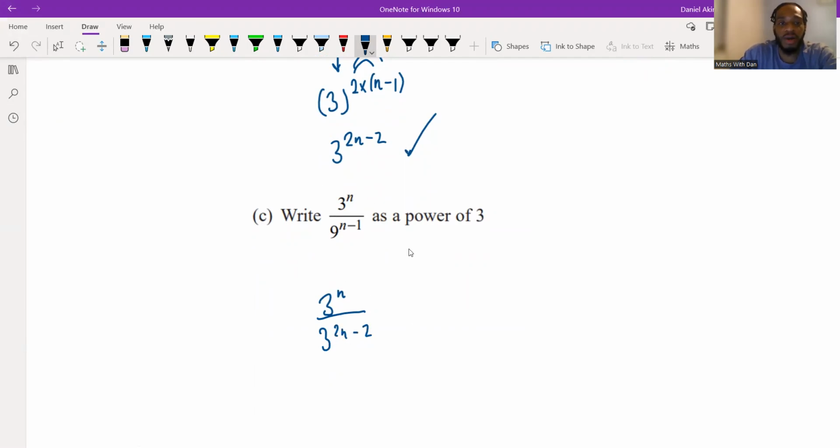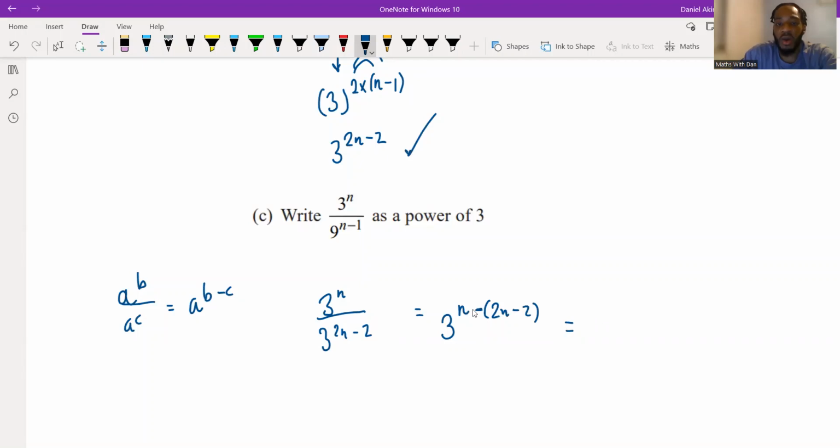And then now, remember, I can use my law that says if I have a to the power of b divided by a to the power of c, this is just equal to a to the b minus c. So therefore, in this case, this just becomes 3 to the n, right? Subtracted by the denominator, the power on the bottom. Remember, this is more than one term, so I need to put a bracket around it like this. So it becomes like this, 2n minus 2.